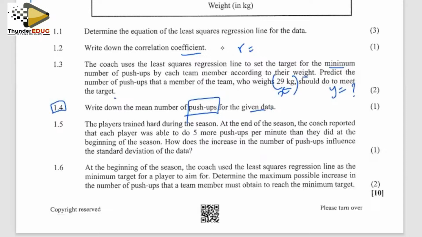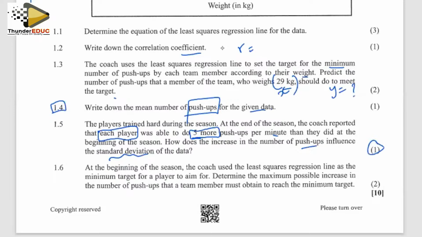Then 1.5. The players trained hard during the session. At the end of the session, the coach reported that each player was able to do 5 extra push-ups per minute than they did at the beginning of the session. How does the increase in the number of push-ups influence the standard deviation? For 1 mark.